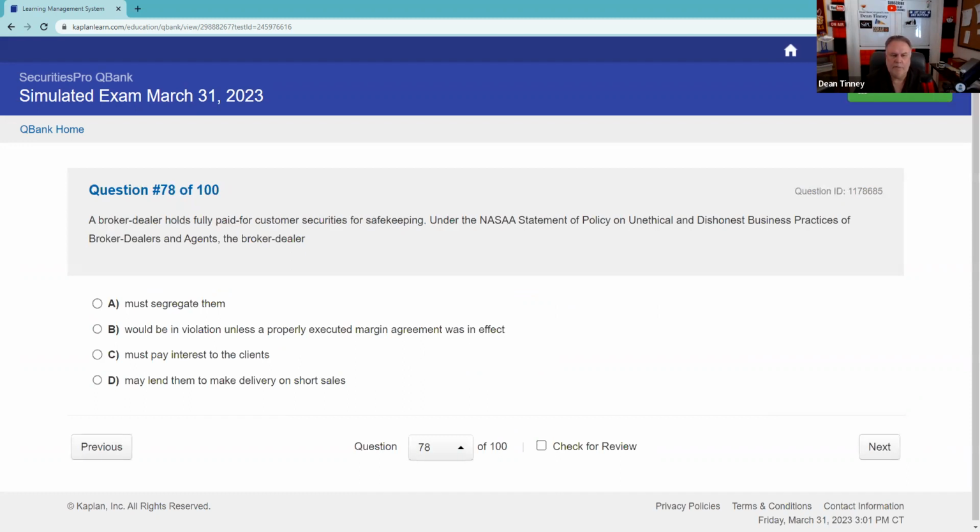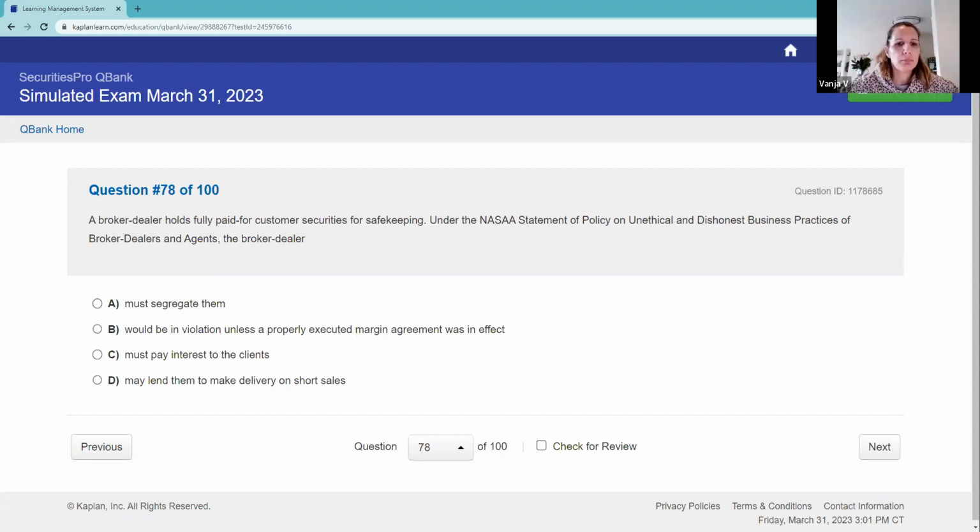A broker dealer holds fully paid for securities for safekeeping. Under the North American Security Administrator Association Statement of Policy on Unethical and Dishonest Business Practices of Broker Dealers and Agents, the broker dealer must segregate them, would be in violation unless a properly executed margin agreement was in effect, must pay interest to the clients, may lend them to make delivery on short sales.